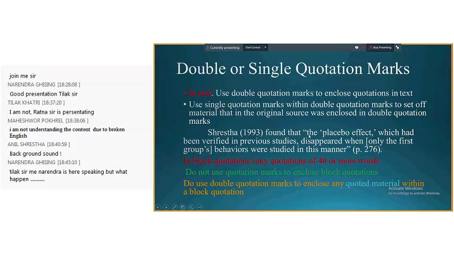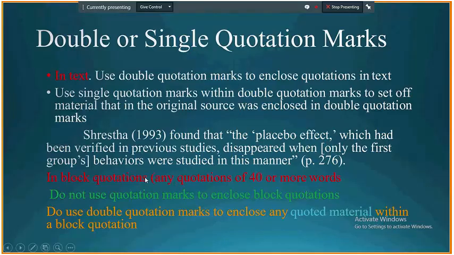And in block quotation, any quotation of 40 or more words is a block quotation. Do not use quotation marks to enclose a block quotation. If we wish to cite any text as a block quotation, meaning 40 or more words, then in that case we do not use quotation marks to enclose it.